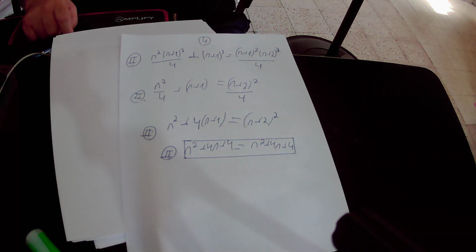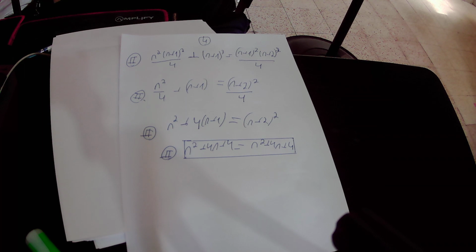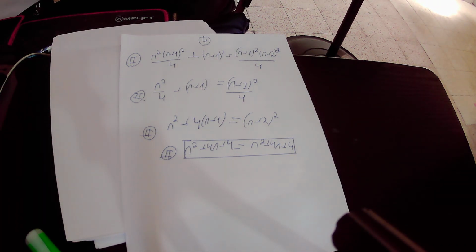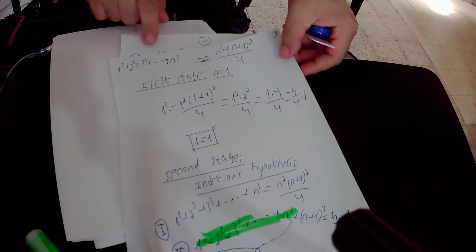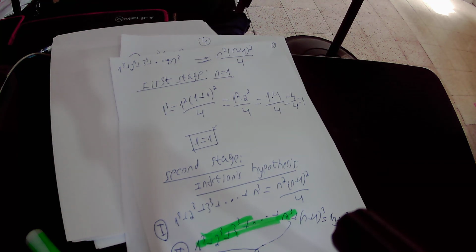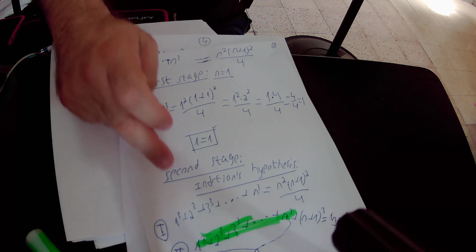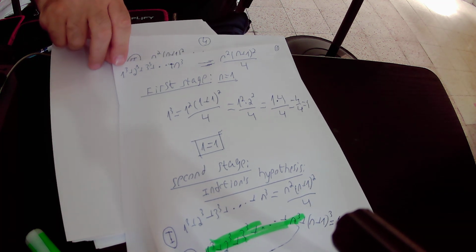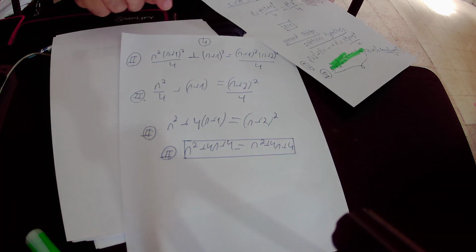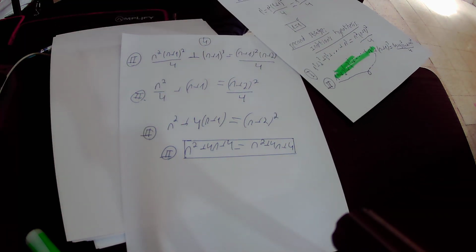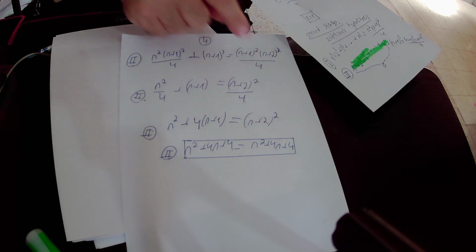So in this way we actually proved that this statement is true for n plus 1. We assumed that this expression is true for n, and according to our assumption we succeeded to prove that this statement must be true. If it is true for n, it must be true for n plus 1.